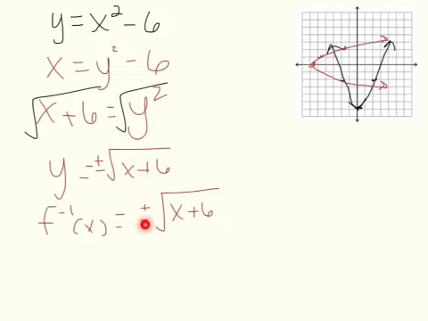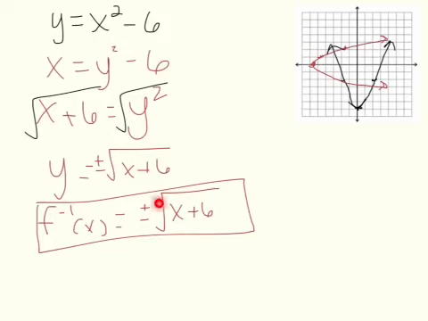Okay, so that means the inverse of x squared minus 6 is both positive radical x plus 6 and negative radical x plus 6. So one that looks like this and one that's reflected. So it's a full parabola. So just be careful on that rule. Whenever you have to draw a square root, there should be a plus or minus there.